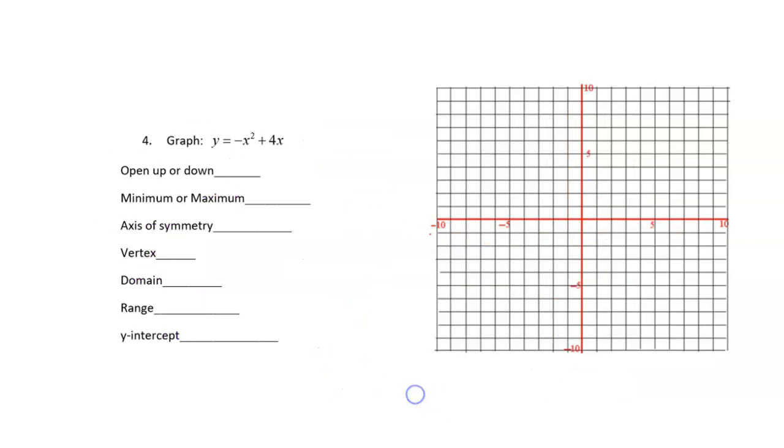Okay, moving on. Number 4. We have y equals -x squared plus 4x. That's going to open down because we have a negative leading coefficient. That means it's a maximum. The axis of symmetry, -b over 2a. There's our formula again. So b is 4, -4 over 2 times -1. That gives me an axis of symmetry of x equals 2.